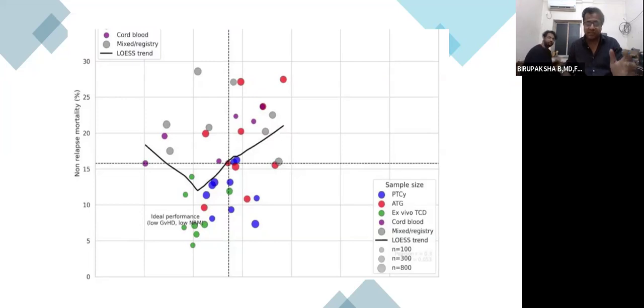The flow GVHD, you can see all the green dots out here. There is a lot of work on ex vivo, and that's not my topic today. I'll speak about ex vivo some other time, if my availability allows. So let's focus on this particular part. You see, I have said post-transplant cyclophosphamide is a better option.